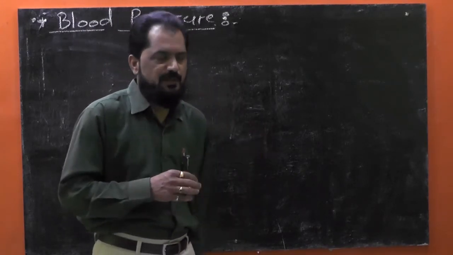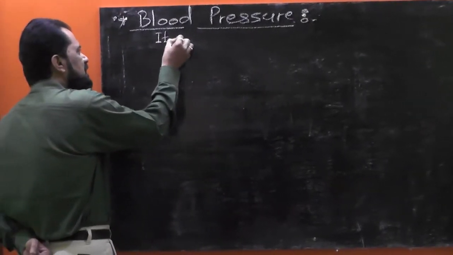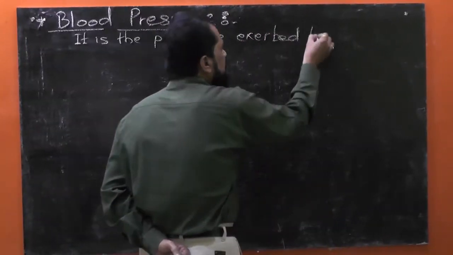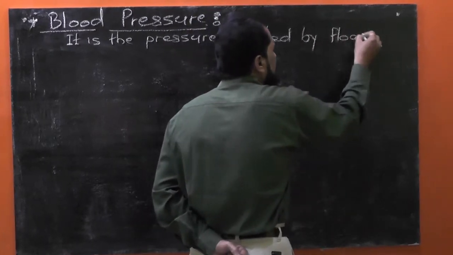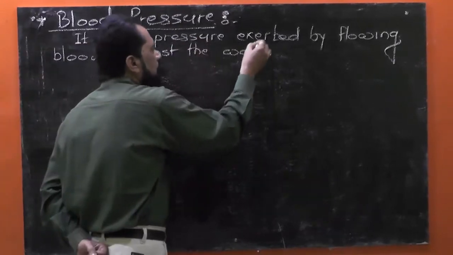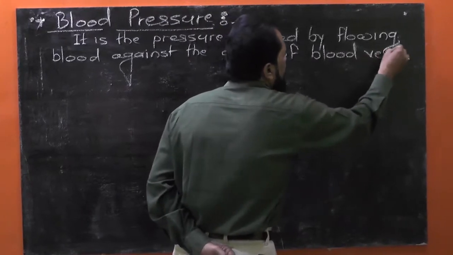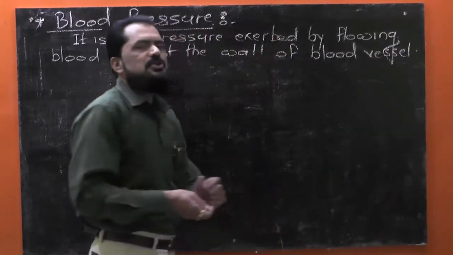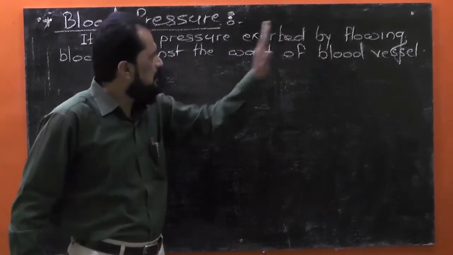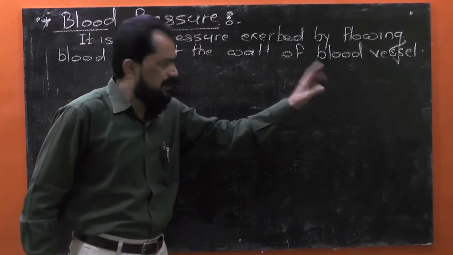I am going to write the definition at the blackboard. Blood pressure is defined as the pressure exerted by flowing blood against the wall of blood vessel. Here I have mentioned the general definition of blood pressure. So I mentioned the pressure exerted by flowing blood against the wall of blood vessel.